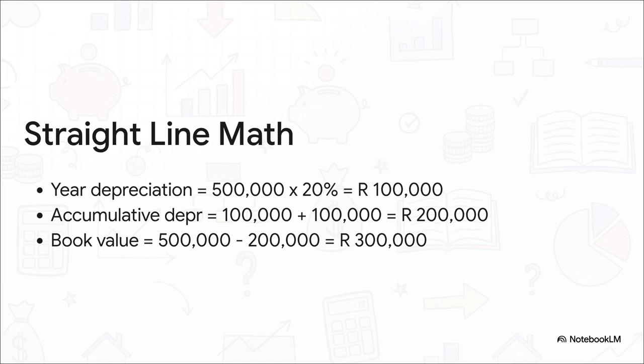Let's walk through that straight line equation step by step, just so the logic is perfectly transparent. Imagine your business buys a fleet of vehicles for 500,000 Rand, and your company policy is 20% straight line depreciation. Well, 20% of 500,000 is 100,000, so your yearly depreciation is exactly 100,000 Rand. Easy. Now, if we're at the end of year 2, your accumulated depreciation is 100,000 from year 1, plus 100,000 from year 2, totaling 200,000. So to find out what those vehicles are actually worth today, the final book value, you just take the original 500,000 cost, subtract the 200,000 in accumulated wear and tear, and you're left with a realistic book value of 300,000 Rand. It's clean, it's predictable, and it's perfectly even.